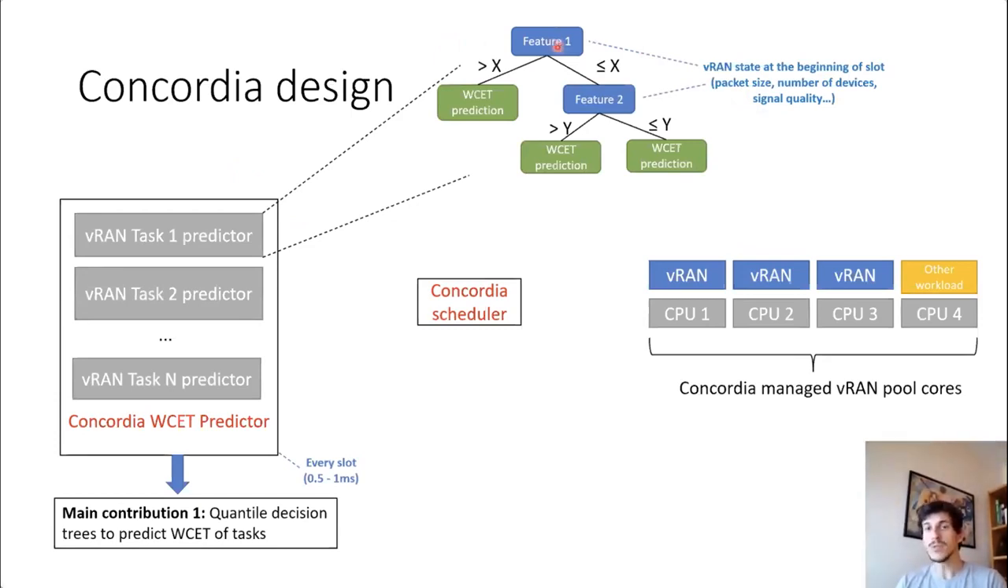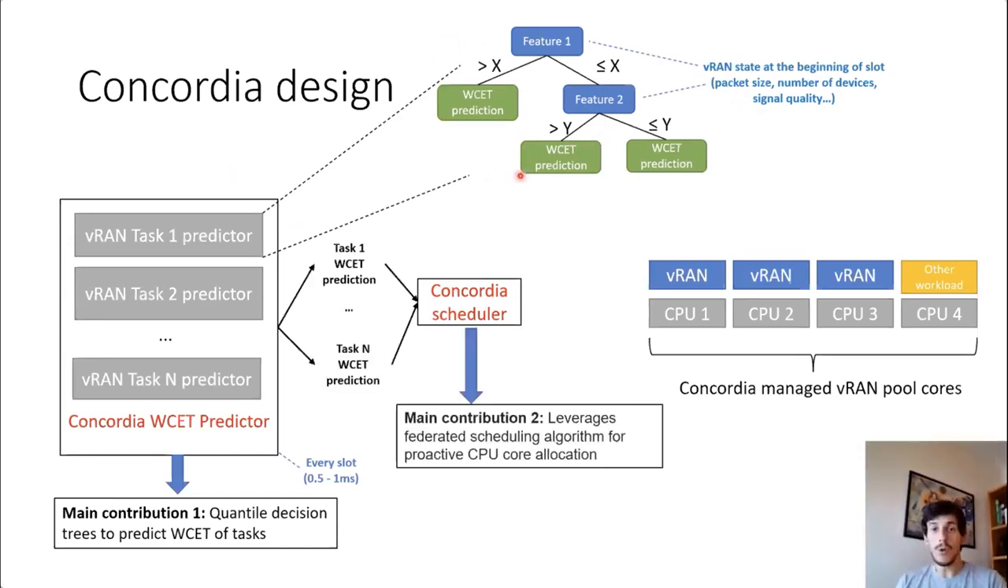And based on those inputs, we can traverse the quantile decision tree to get as an output a worst-case execution time prediction. And then the predictions of all tasks are fed into the Concordia scheduler, which in turn uses a state-of-the-art federated scheduling algorithm from the mixed criticality literature to proactively allocate cores to the VRAN for the whole duration of a slot. And then any cores that were not proactively assigned to the VRAN can be given to other workloads.